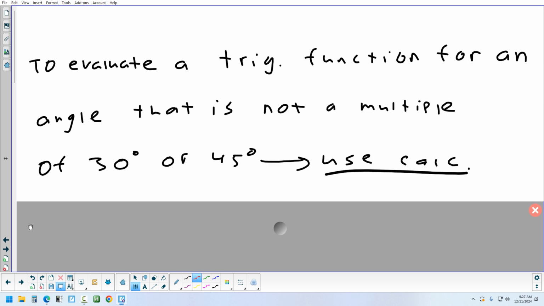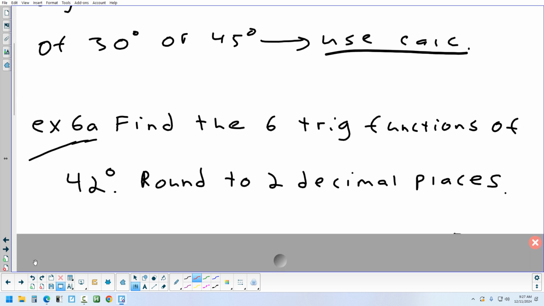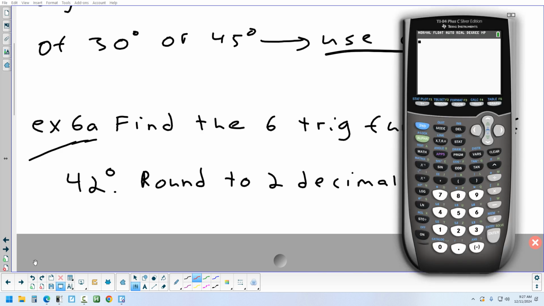But even once we learn that identity, there's still going to be some that we can't do. Right? 12.3 degrees is not something we would ever do on the unit circle. So we use the calculator. Generally, when you are using the calculator, they'll ask you to round. And once we use the calculator, it's very important we set the mode first.